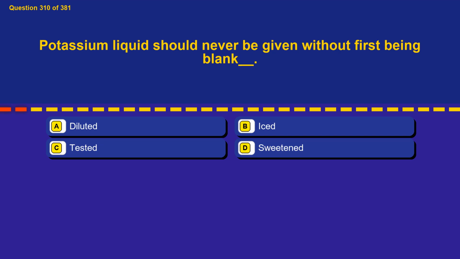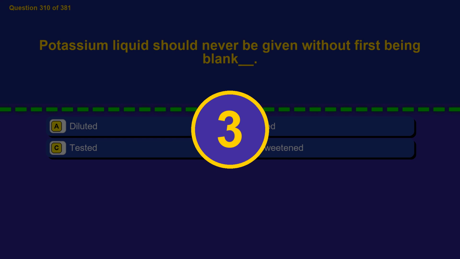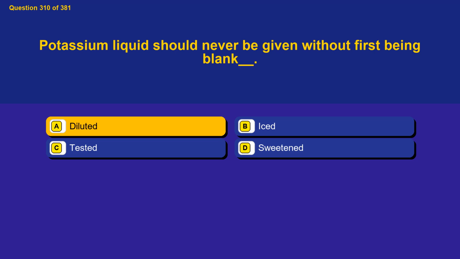Question 310. Potassium liquid should never be given without first being blank. Option A, diluted. Option B, iced. Option C, tested. Option D, sweetened. The correct answer is option A, diluted.